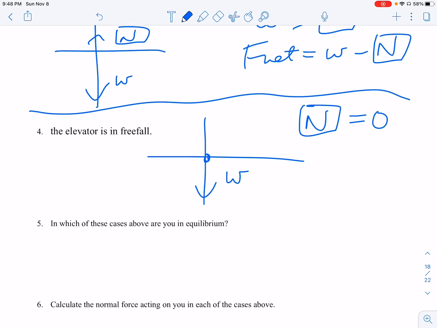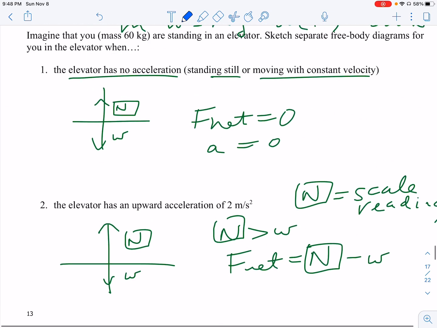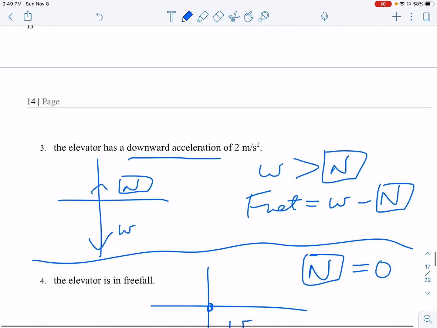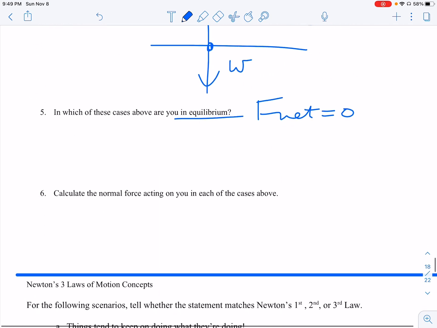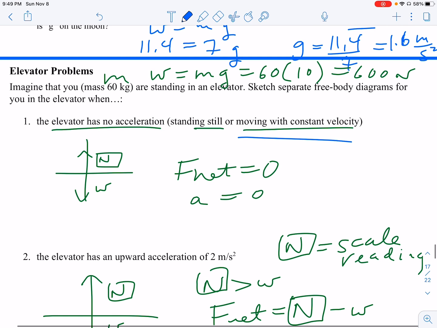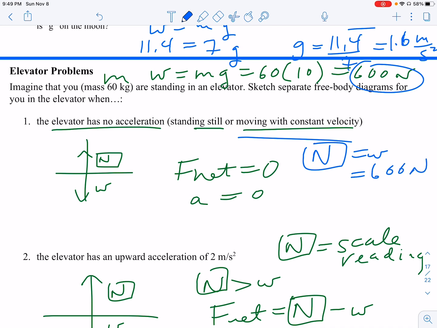In which of these cases are you in equilibrium? That's when F net is 0, when all the forces are balanced. There's only one case. Well, case 1, either the elevator's at rest, or is moving with constant velocity up or down. Calculate the normal force acting on you in each of the cases above. Okay, so I'm solving for N. So it's easy right there. N equals the weight, equals what I already did up here, 600 newtons.